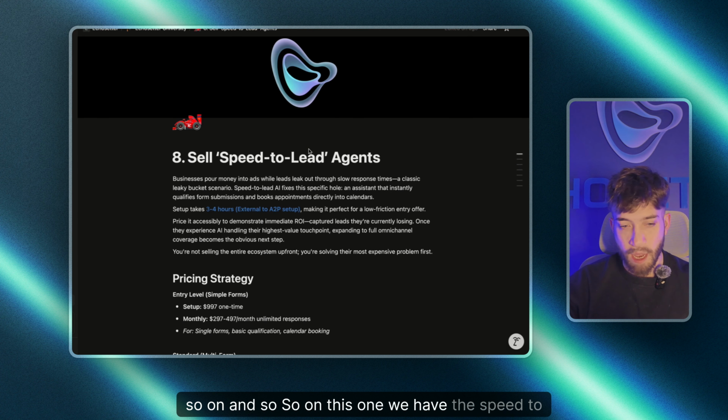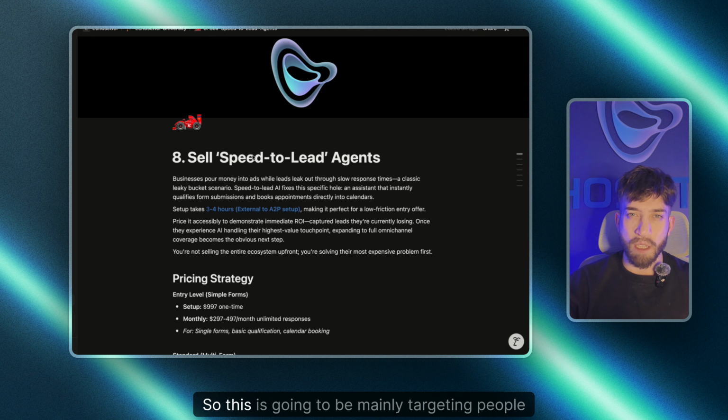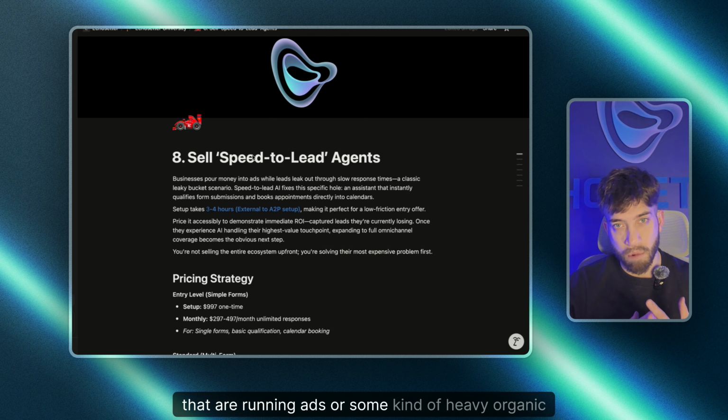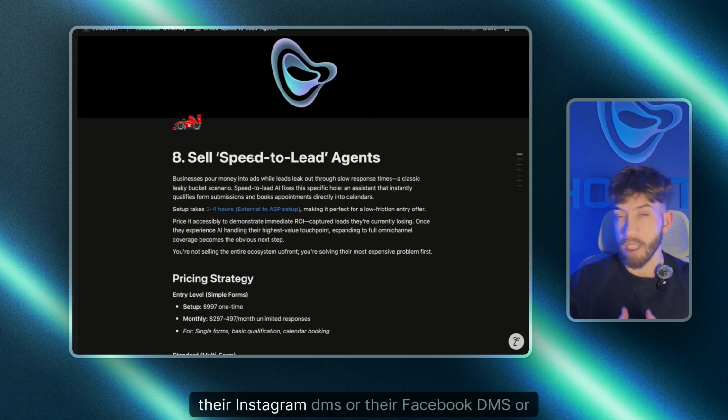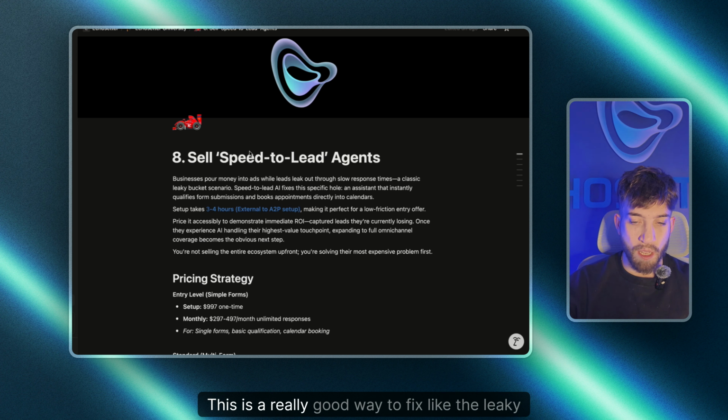So on this one, we have the speed to lead. This is going to be mainly targeting people that are running ads or some kind of heavy organic push. So organic or ads traffic to a form submission or their Instagram DMs or their Facebook DMs or whatever it may be. This is a really good way to fix the leaky bucket.